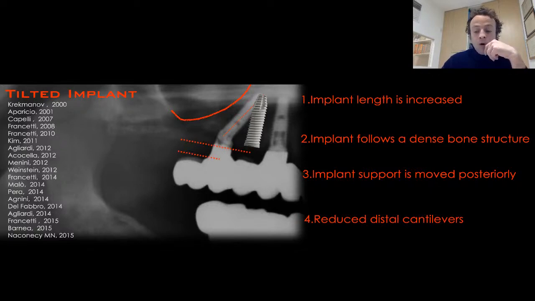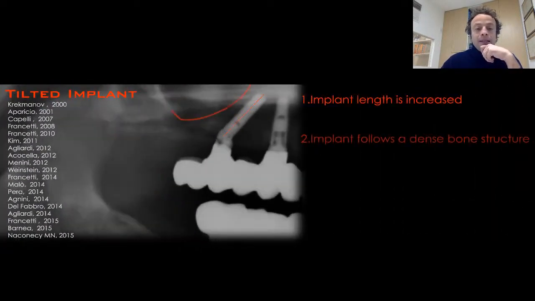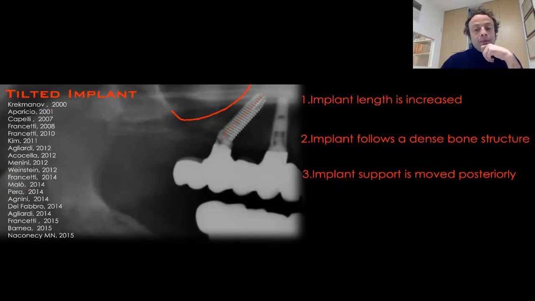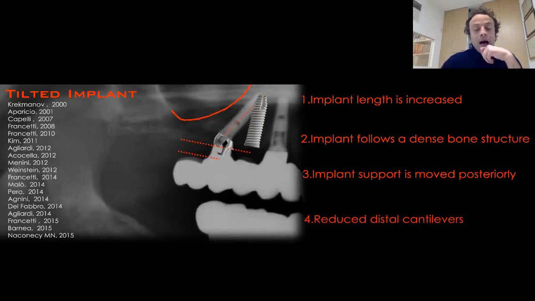And normally in this situation we place the tilted multi-unit abutment, like in this case, that gives us the possibility to maintain a specific emergence profile, and it can simplify our prosthetic procedures. Look here, for example, if I have this multi-unit abutment like this, I can screw my prosthesis that way. That absolutely is really simple.